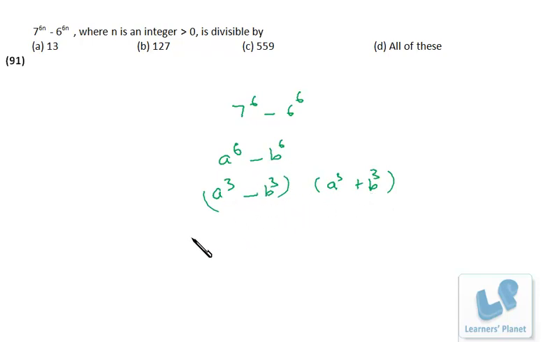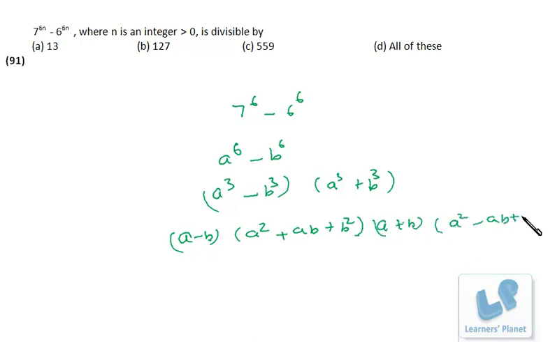Now a cube minus b cube is what? A minus b into a square plus ab plus b square, and a cube plus b cube is what? A plus b into a square minus ab plus b square. That means this expression is divisible by a minus b and a plus b as well, right? So let's see what happens in this case. So a minus b will be what? 7 minus 6, that's 1. So okay, now a plus b will be what? 13. Yeah, it's divisible by 13.